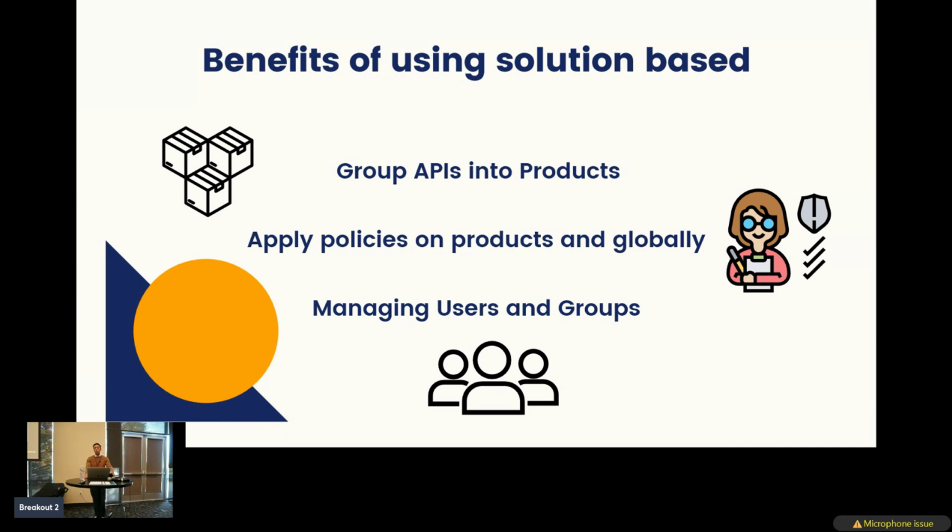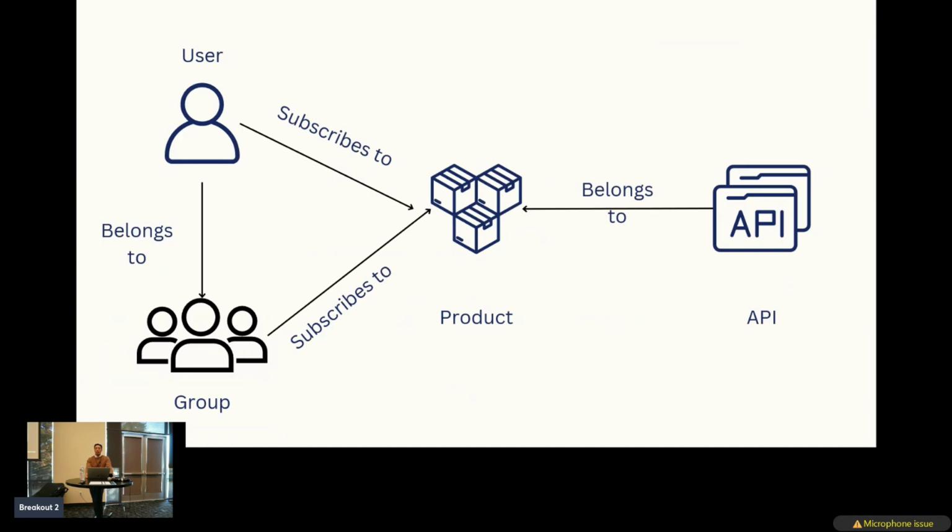And you can manage all the users and groups from the same pane of glass. In that case, you will have users who belong to groups. Both users and groups can subscribe to products, and each product has multiple APIs that can be configured. Some APIs can be shared across multiple products, and some products can share multiple APIs. So it's seamless authentication and authorization, and that will be the flow at the end.